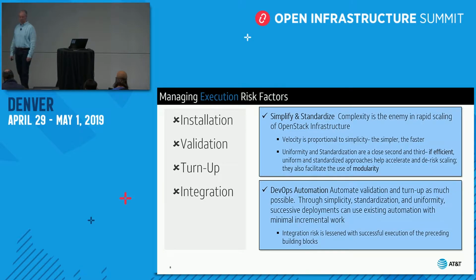And then DevOps automation in this execution phase. Turn up as much as possible through automation, and then through simplicity, standardization, and uniformity, successive deployments can use existing automation with minimal incremental effort. In other words, build on the automation that you already have, keep it simple, keep it standard, and then take that automation to the next level to really drive down that risk curve and increase your deployment velocity.